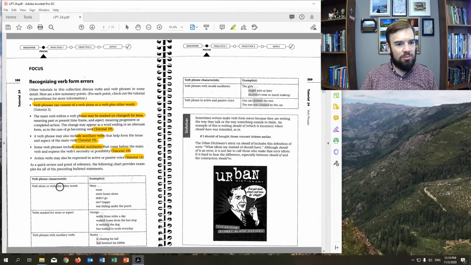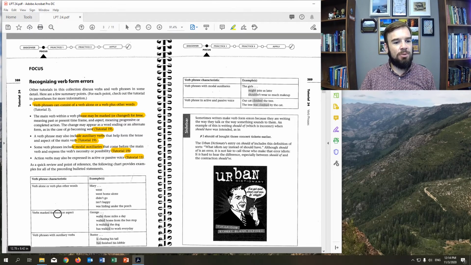So, verb alone or verb plus other words: Mary went home alone, Mary didn't go, Mary isn't happy, Mary was hiding under the porch. All of those examples: went home alone, didn't go, isn't happy, was hiding under the porch. Those are the verb phrases, right? So a verb phrase can be one word or more than one word. We've talked about this when we talked about noun phrases for subject noun phrases, right? One word can be a phrase by itself.